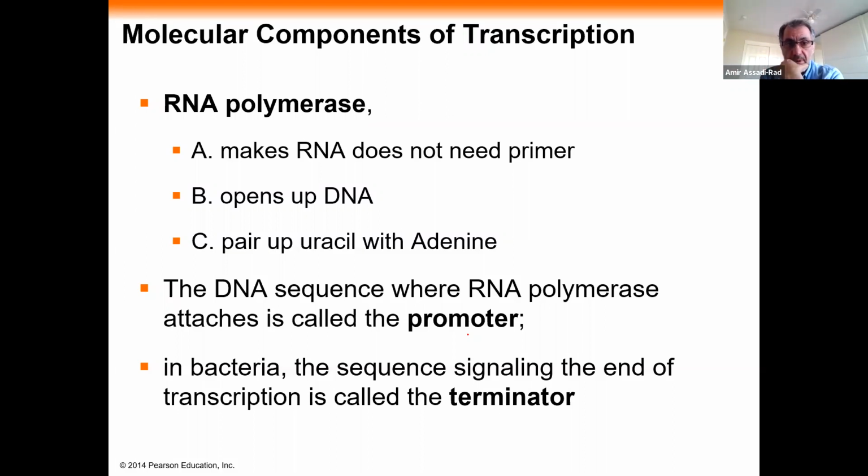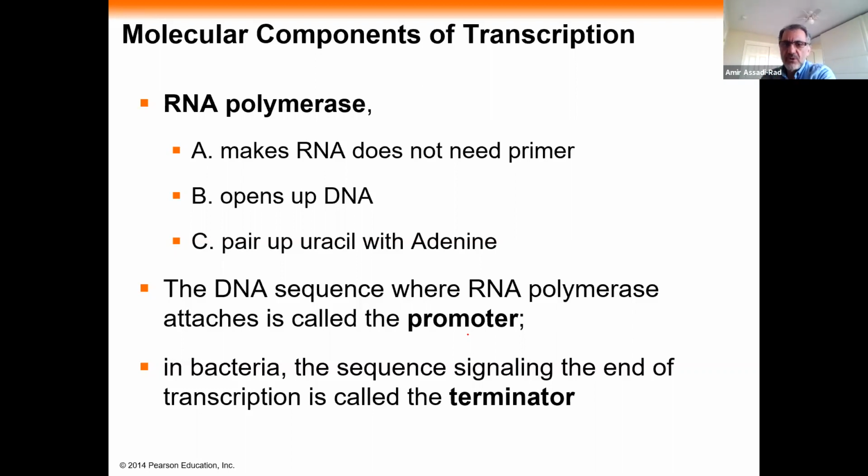RNA polymerase makes RNA and does not need a primer in this case, because this is protein synthesis. It opens up the DNA. DNA is an alpha helix, so it has to open up, but not the DNA polymerase opening it like last time. The RNA polymerase comes and opens up the DNA and pairs up uracil with adenine. Remember, of course, you know that.